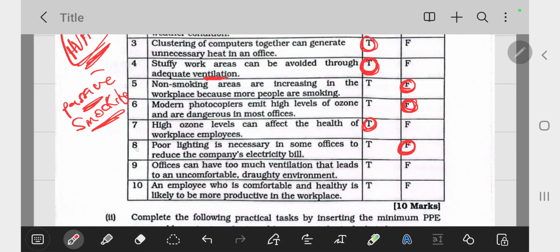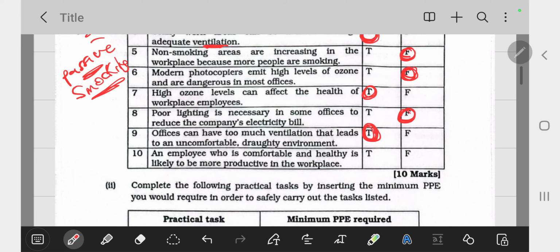Number 9, offices can have too much ventilation that leads to an uncomfortable, draughty environment. Yes, because as much as ventilation is the introduction of air into an enclosed environment, too much of everything is not good for you. So this is true. Imagine an office which just has windows everywhere. It means you are not even in an office. It's like you're just outside.